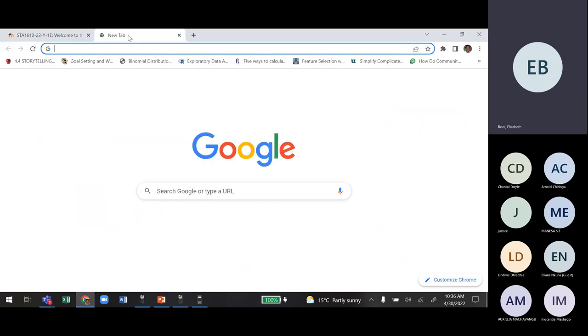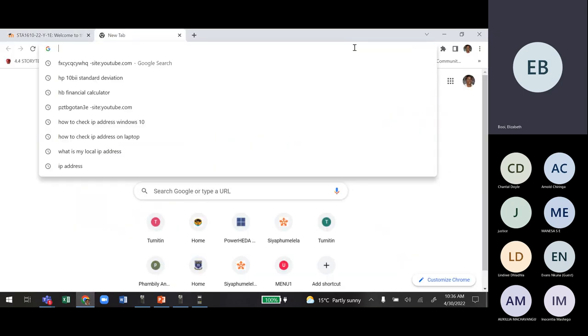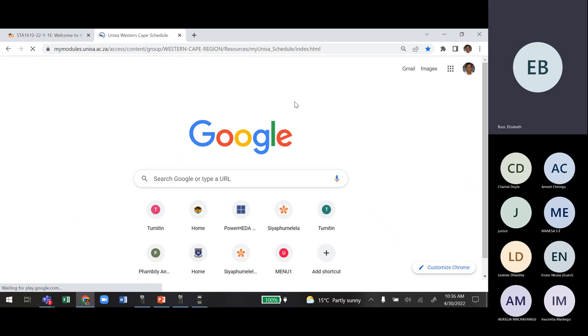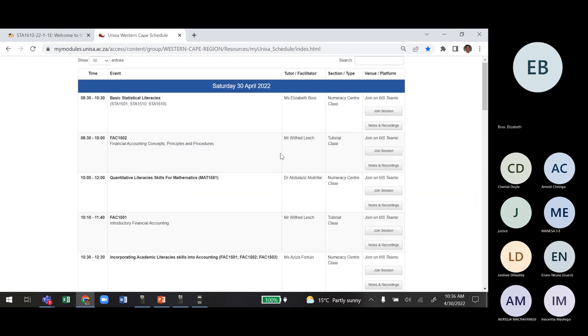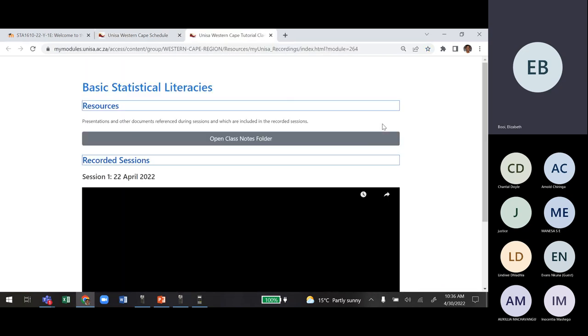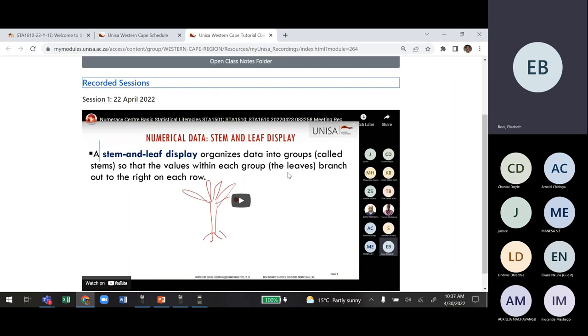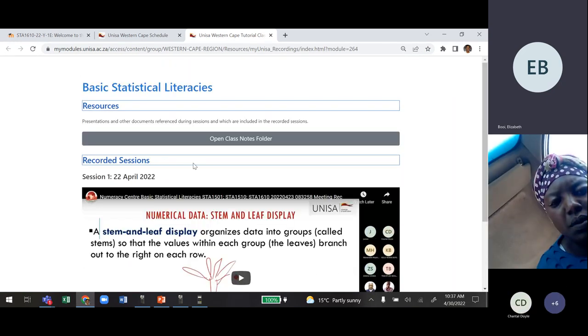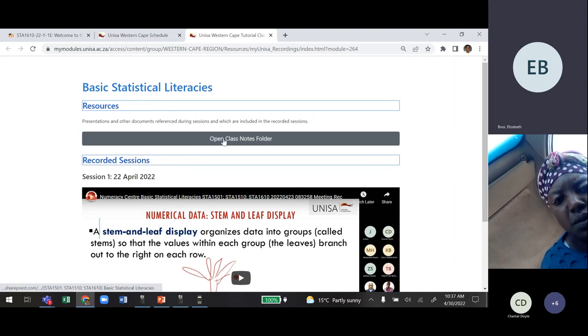It's one of the other things that people don't know, where to find it. If you go to your schedules, you will see that they have notes and recordings. There might not be any recordings. Oh, they are there, but it starts on session one, and nothing after that. Anyway, that's not the purpose of this. There is a link here for open class notes.